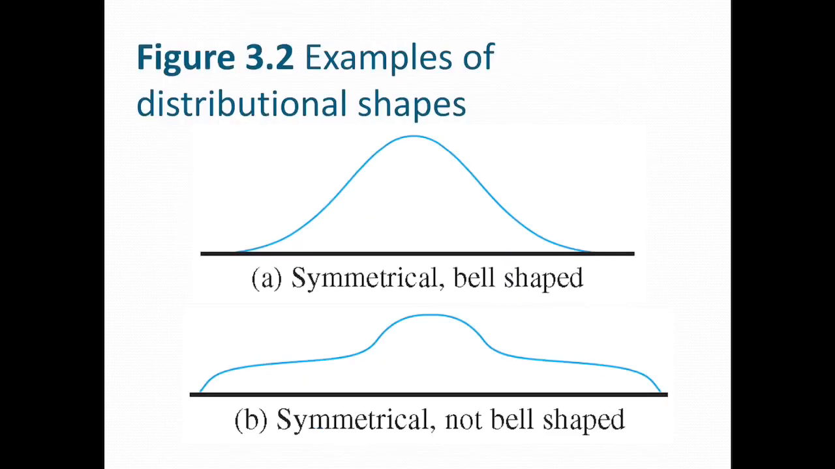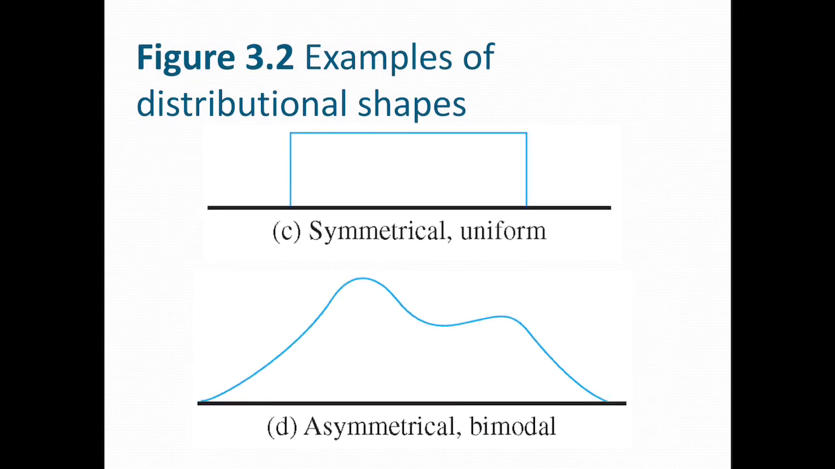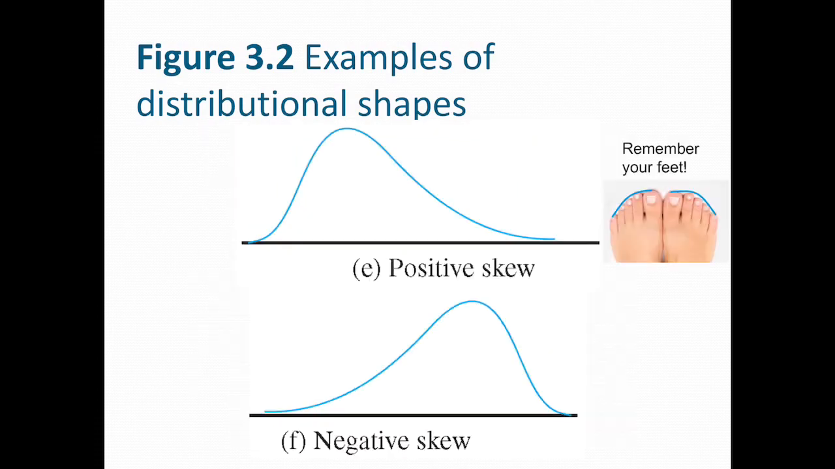Other examples of shapes, so once again here you get symmetrical. Then you can have another shape that could be symmetrical, but it's not a bell-shaped curve, right? Part B is not a bell-shaped curve here. Here we have a symmetrical uniform, right? It's very uniform. It's kind of a box shape. It's symmetrical because it's even on both sides, and it's uniform. Then in part D we have an asymmetrical and bimodal shape.